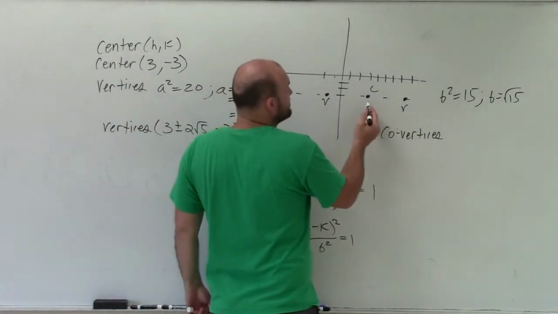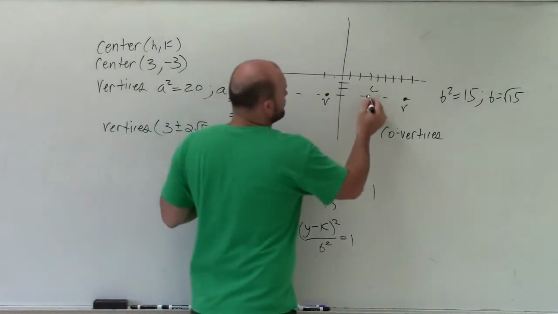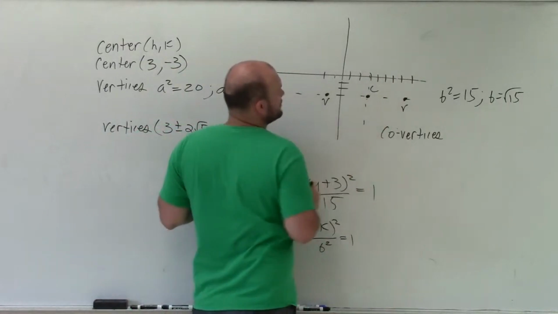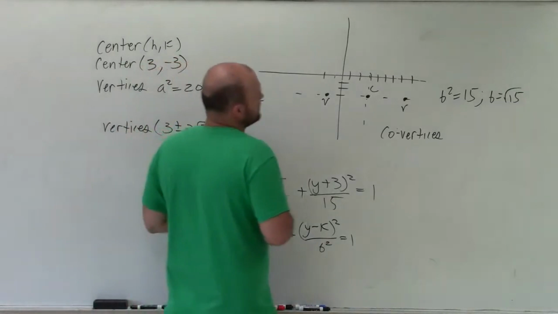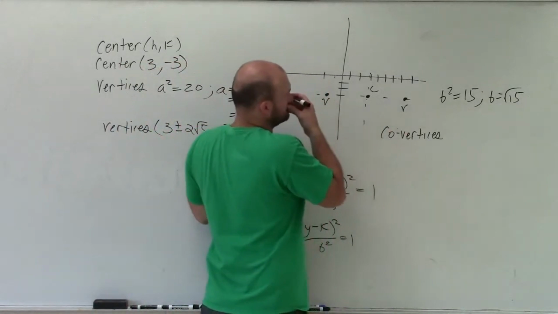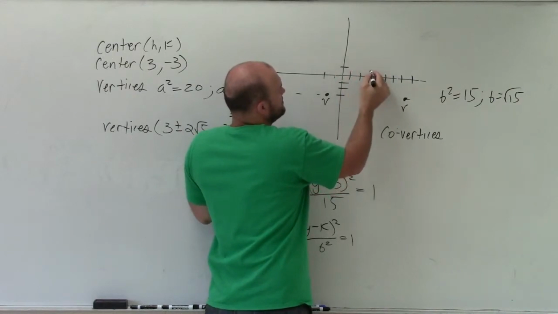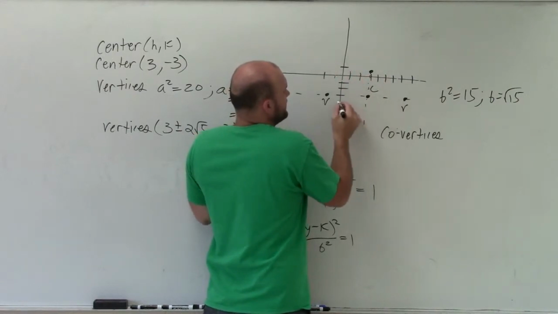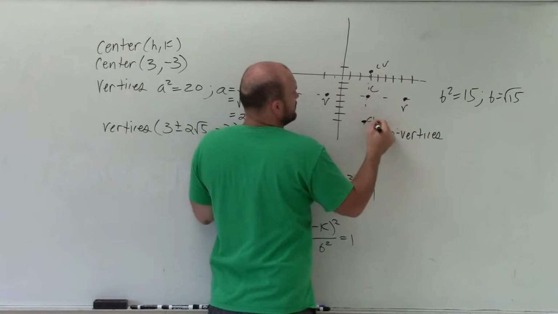That's going to be on the minor axis, because b represents the distance to the covertices, which is perpendicular to my major axis. So I'm going to go between 3 and 4. So up 1, 2, 3, 4, some decimal there, and down 3 and a decimal, 1, 2, 3, 4, so down somewhere in between. So that's a covertex, covertex.